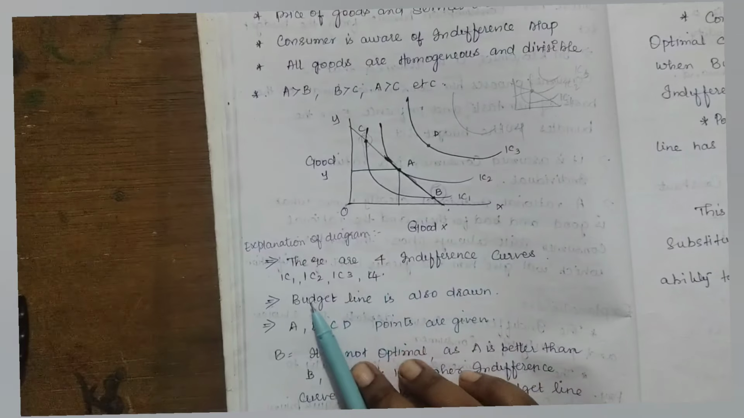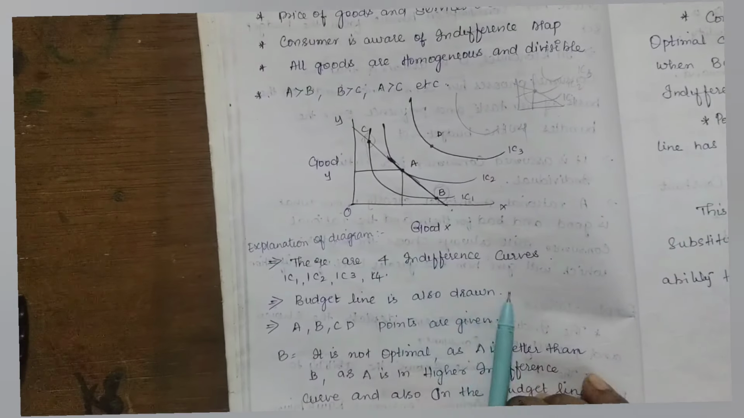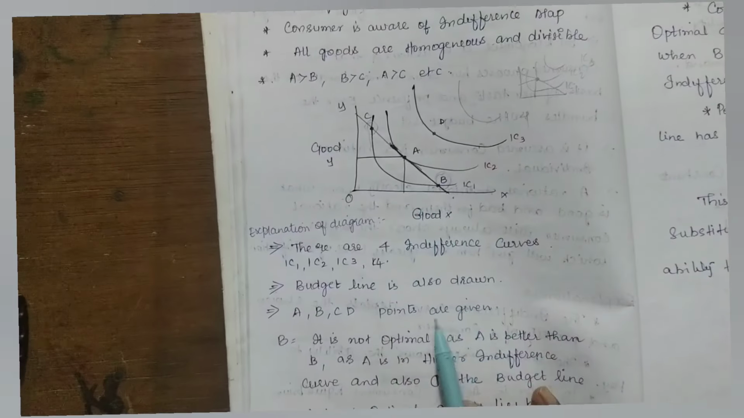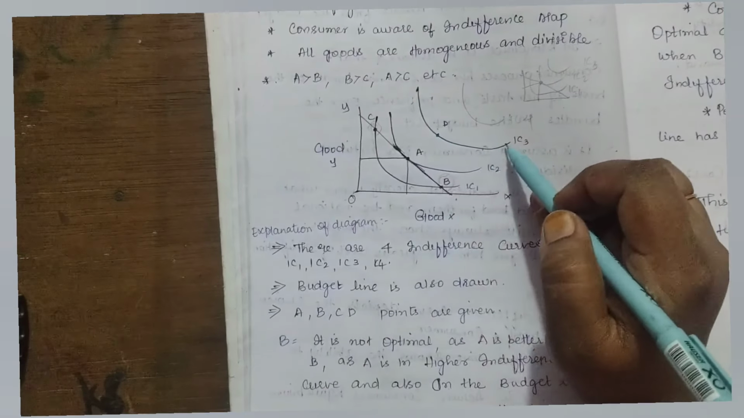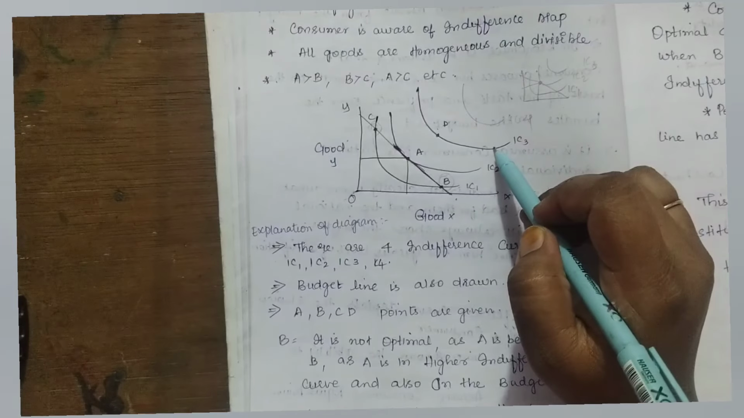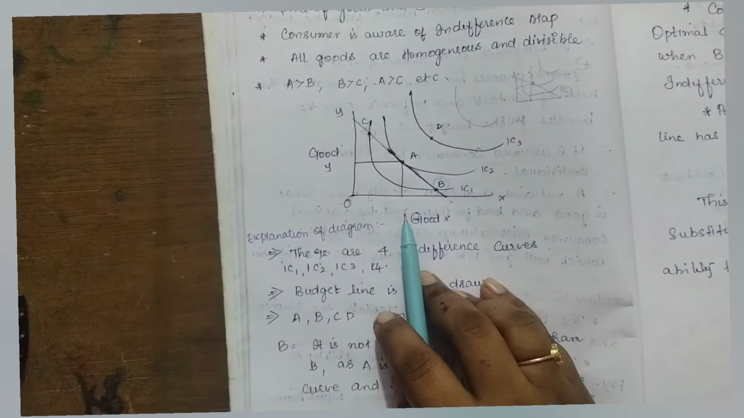These are four indifference curves, IC1, IC2, IC3 and IC4. The budget line is also drawn. Points A, B, C, D are given. D is not optimal because it is outside the budget line, so it may give higher satisfaction, but the consumer may not be able to afford it. And IC2 has point A.